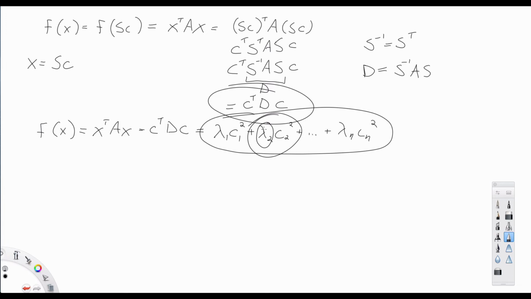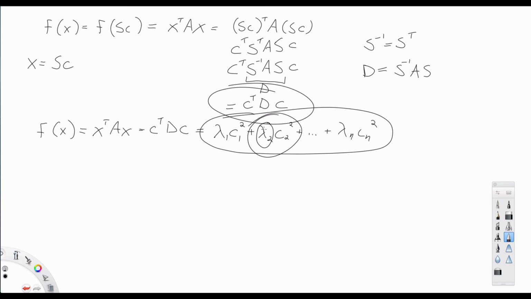So if I have a really large value of lambda 2, then movement in the c2 direction is going to cause a very rapid increase in f of x. However, if we have a really small eigenvalue, say lambda 2 is close to 0, its magnitude is close to 0, then changing c2 in that direction is going to have very little influence.